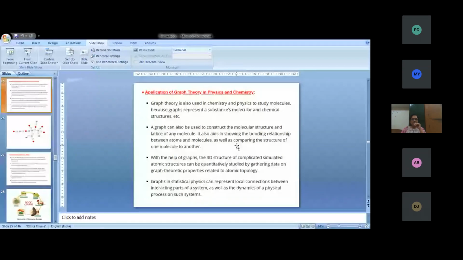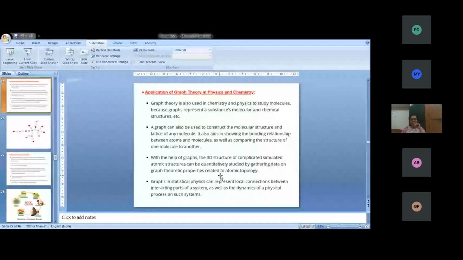So here, graphs are used in structuring molecules. The relationship between the bonds and molecules we represent by connecting them with lines, that is, the edges. With the help of graphs, the 3D structure of complicated simulated atomic structures can be quantitatively studied by gathering data on the graph-theoretic properties related to the atomic topology. So here we have 3D structures also. Suppose we have any chemical compound, it can be represented by a 3D structure with all the components and molecules. So we can represent it by these graph-theoretical structures.